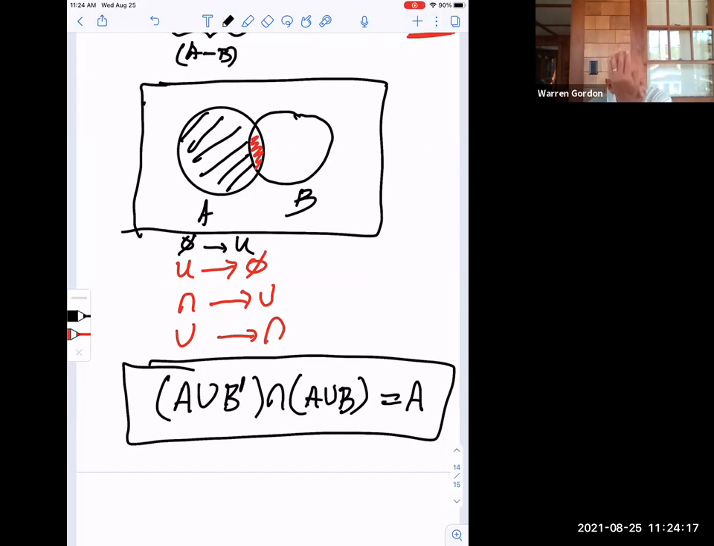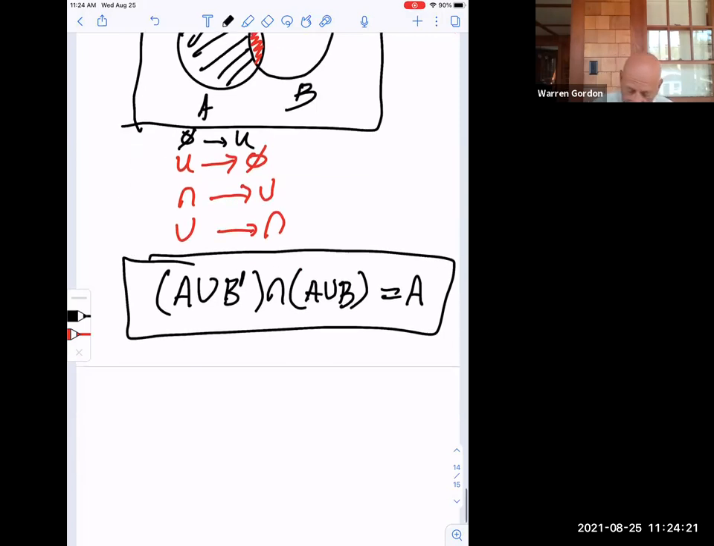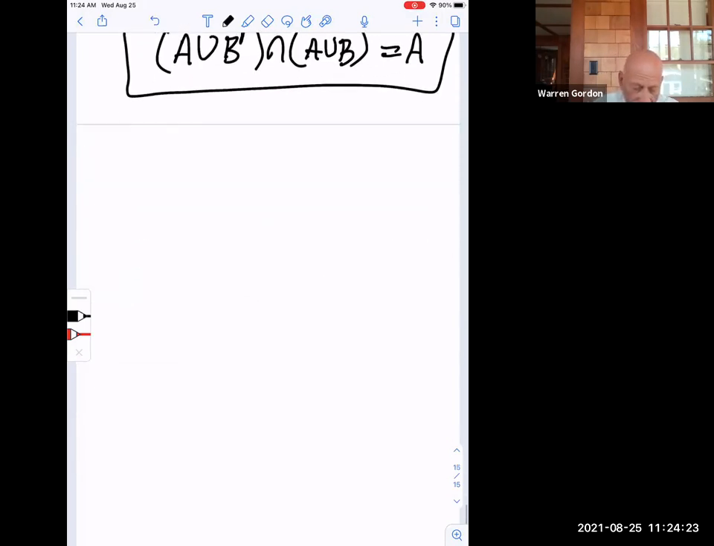Okay. Now I want to talk more about Venn diagrams and how we use them and give you some examples. So let me begin with this example once again.